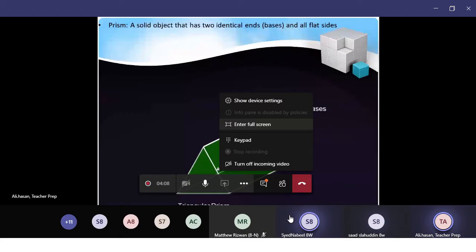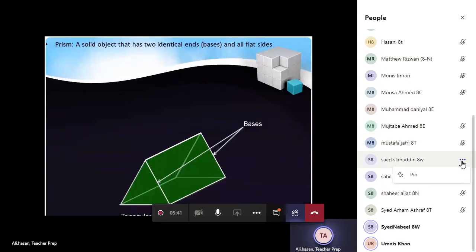Very good. So we will be calling them the bases. The identical ends are called the bases, not the other sides. And remember, student, one point also given in the definition of prism is all flat sides except the bases. All the sides are flat. They are not curved. If it is curved, we can't call it a prism. Okay, make sure to keep this point in your mind also. See, these are the two bases.